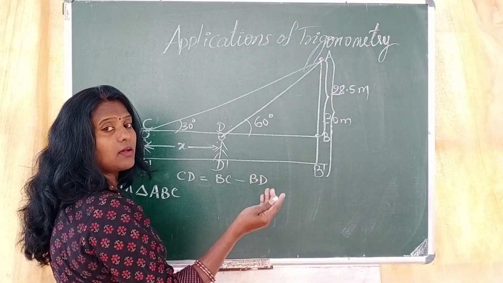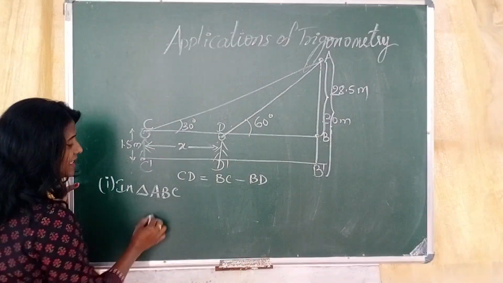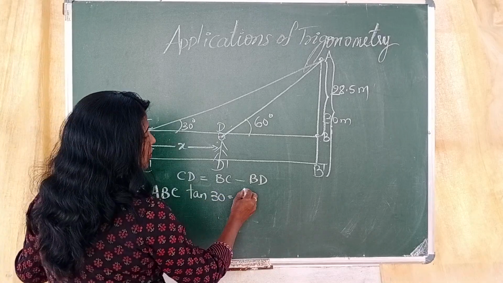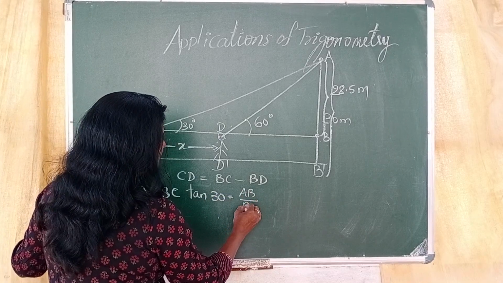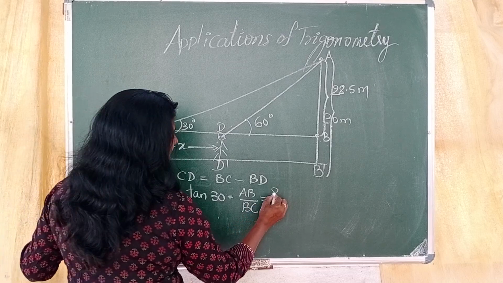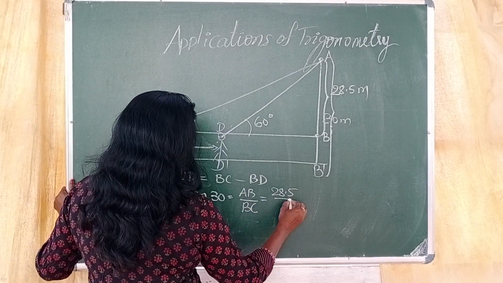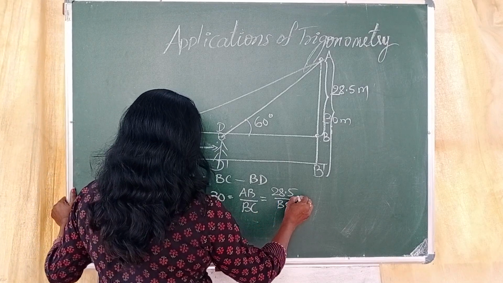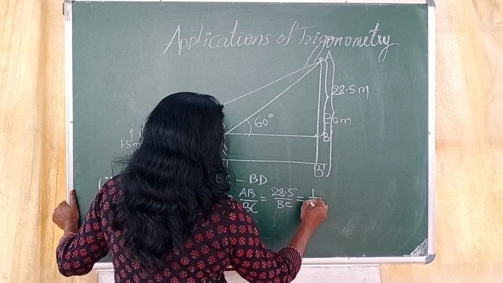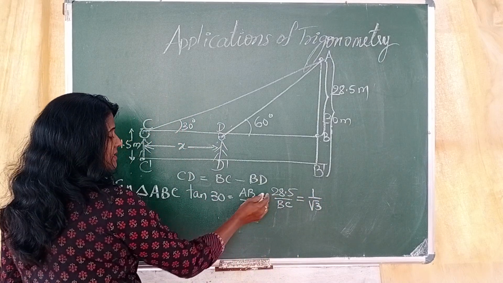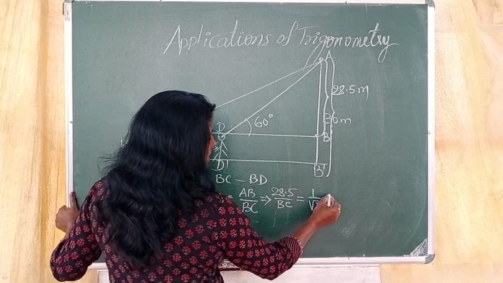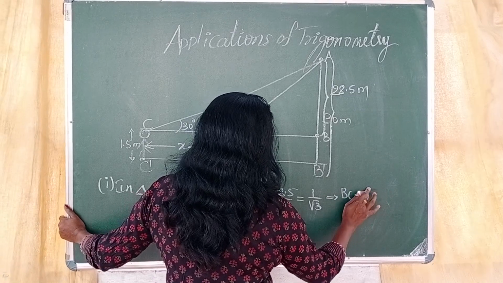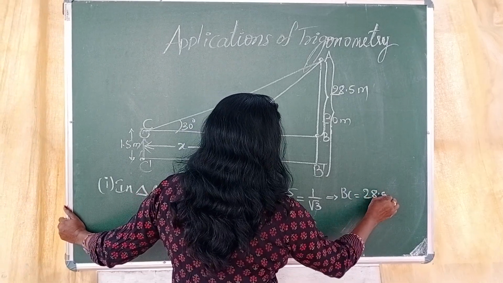If you want to find BC, you know the angle and you know the opposite side, you want to know the base. Opposite and base comes in tan theta. So in triangle ABC, tan theta, that is theta is 30 degree, is equal to AB by BC. But AB is 28.5 divided by BC, which we don't know. But tan 30 value is 1 by root 3. So if you cross multiply this, what you will get? You will get BC as 28.5 root 3.